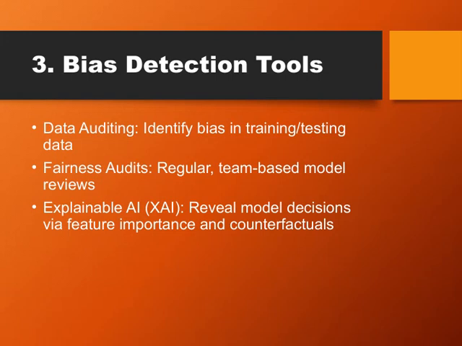Now, let's look at some essential bias detection tools that can really help us build fairer AI systems. First up is data auditing. This involves thoroughly examining our training and testing data to identify any biases that might be lurking beneath the surface. It's like giving our data a health check to ensure it's balanced and representative before it even reaches the model.